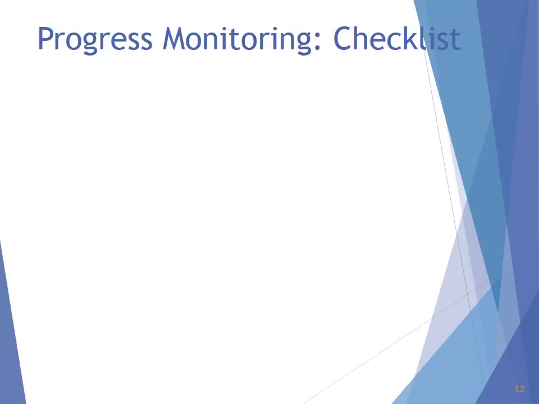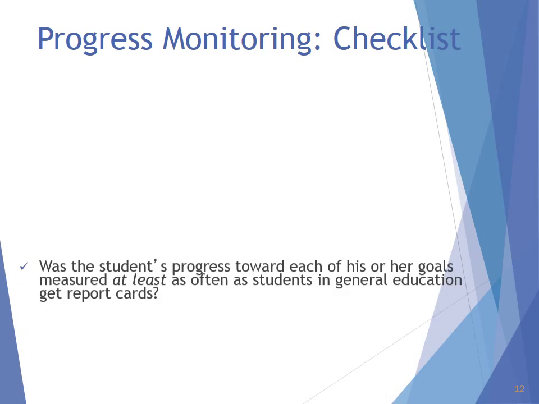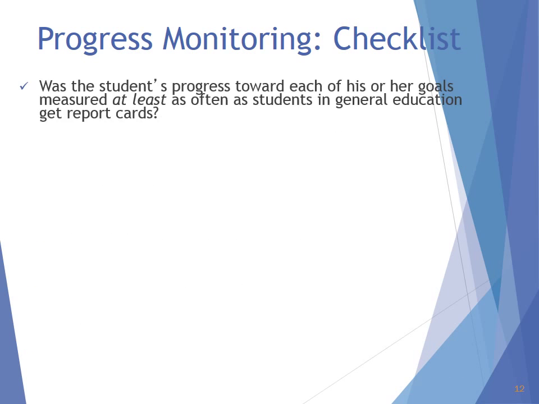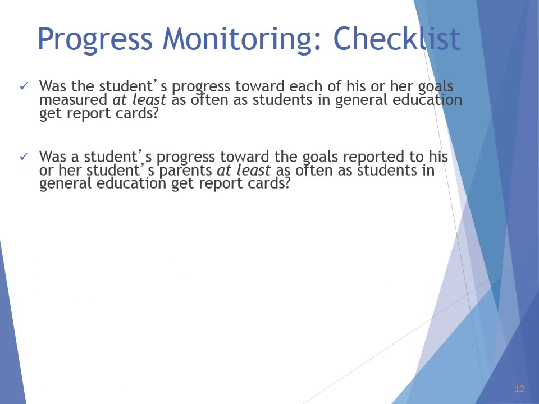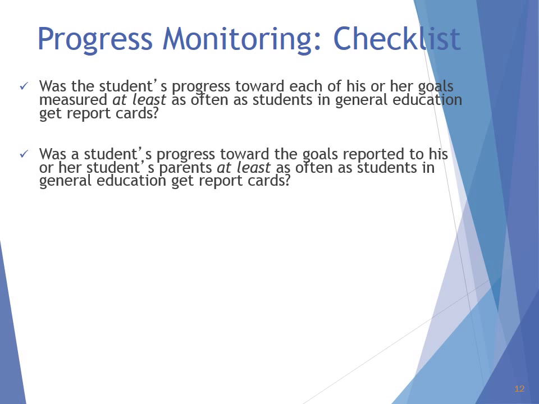There are some considerations regarding progress monitoring. You can think of this like a checklist. Was the student's progress towards each of his or her goals measured at least as often as the students in general education get report cards? Was the student's progress towards the goals reported to his or her parents at least as often as the students in general education get report cards?